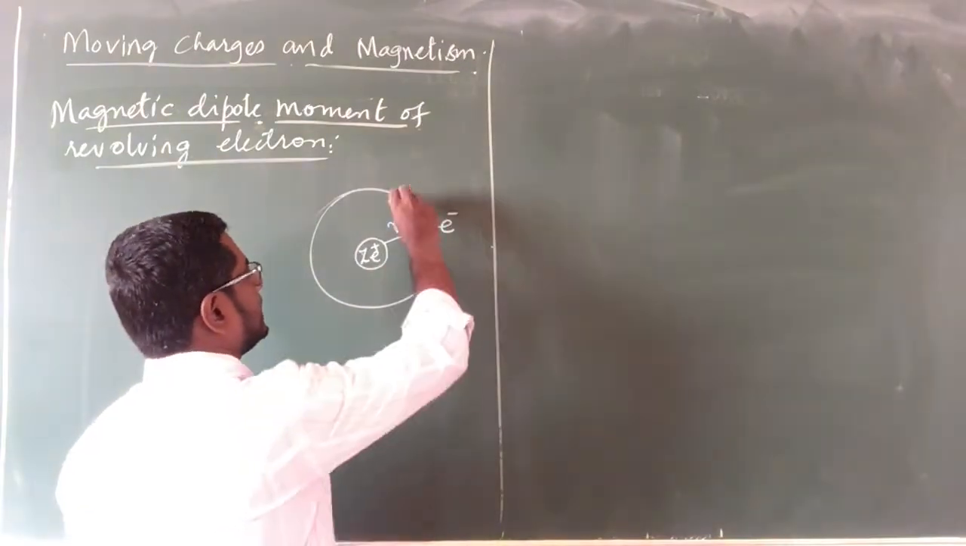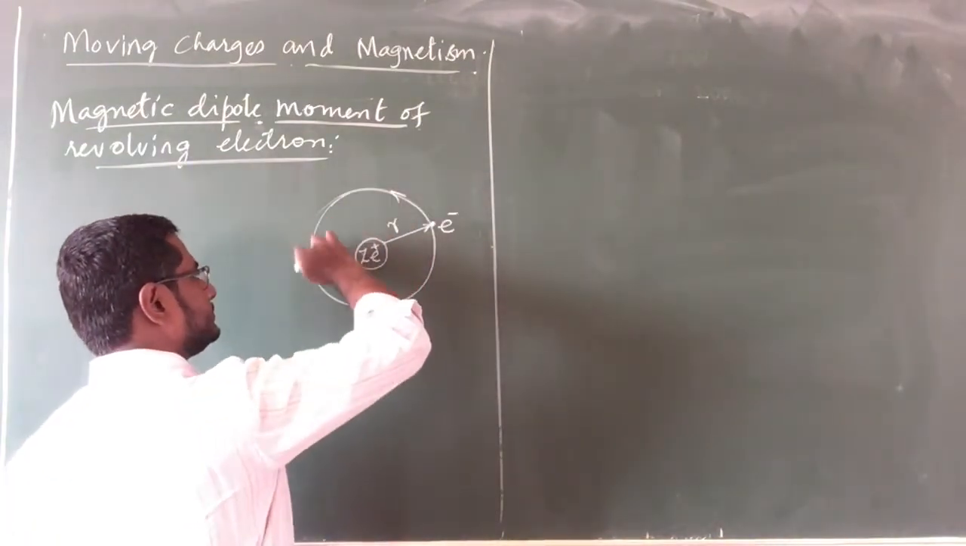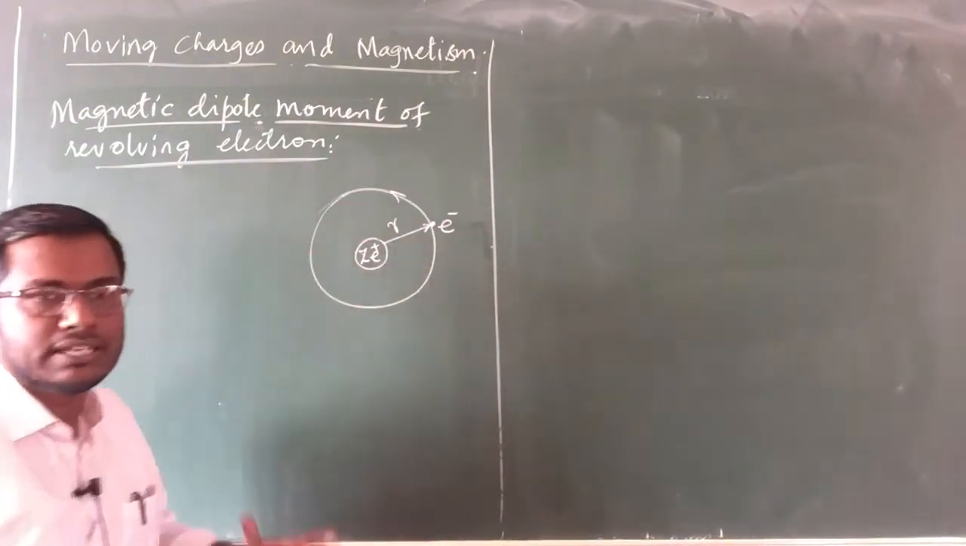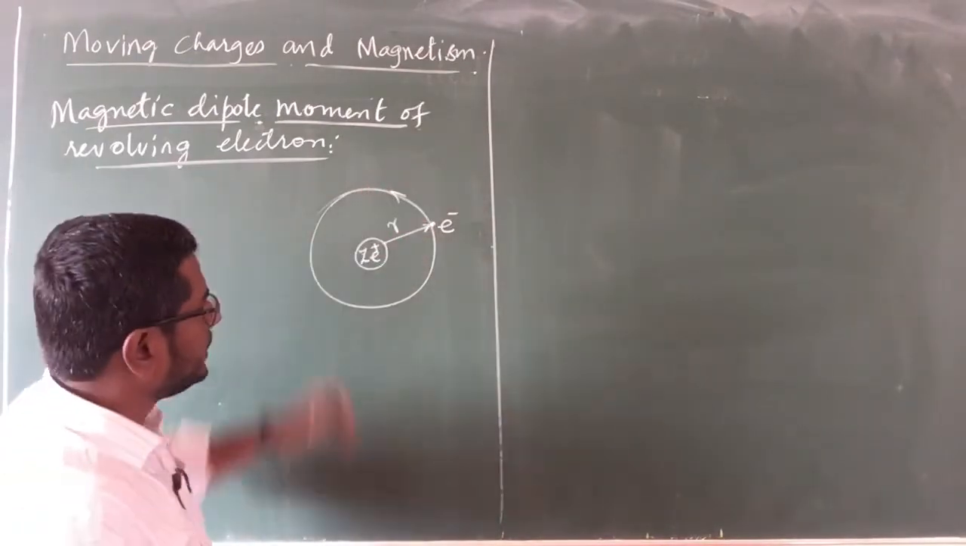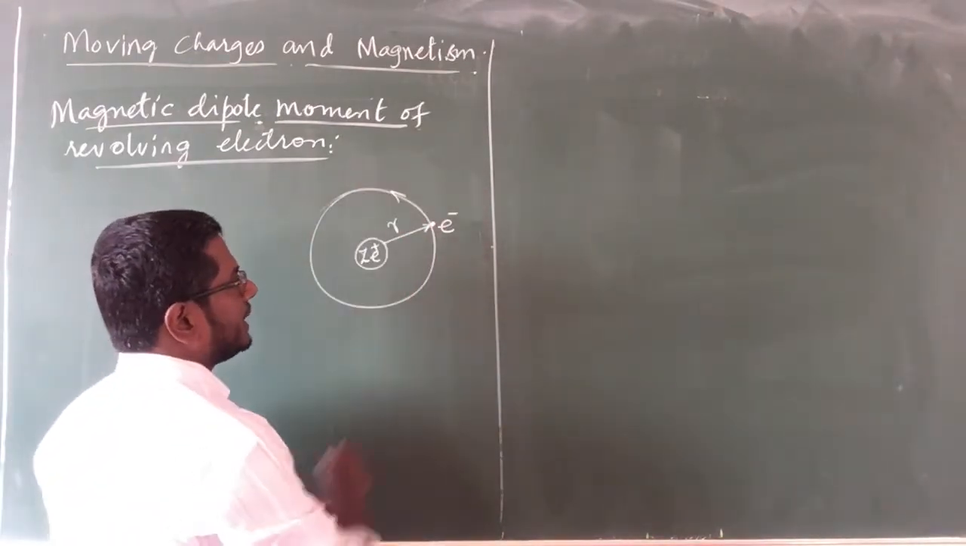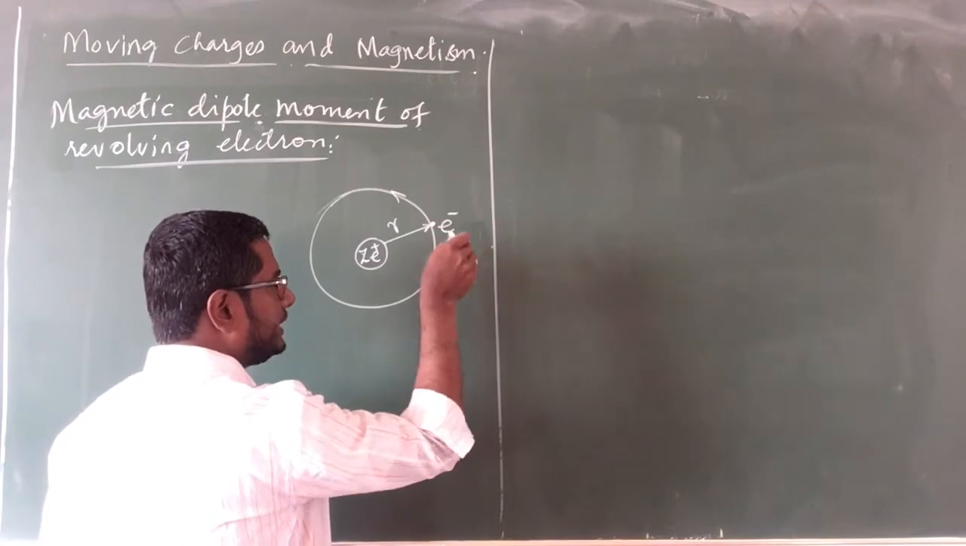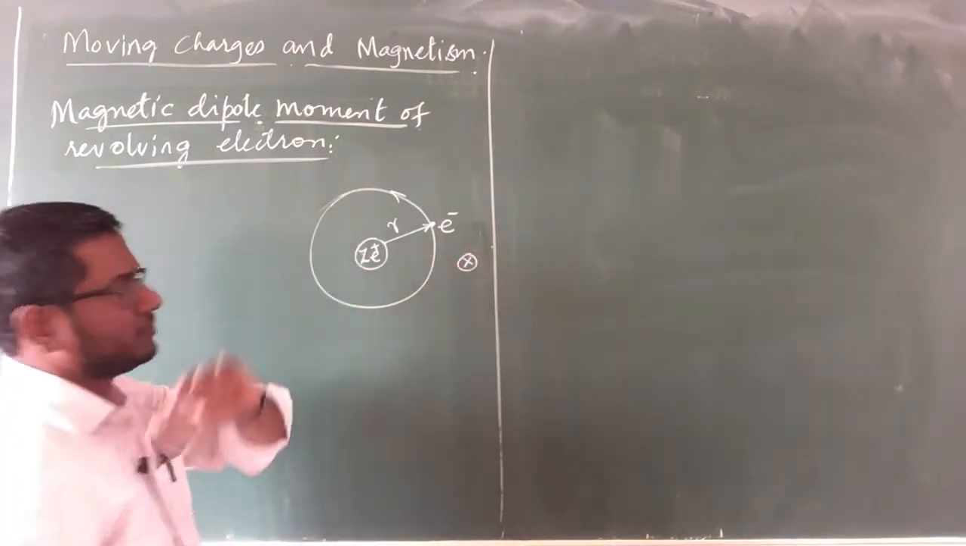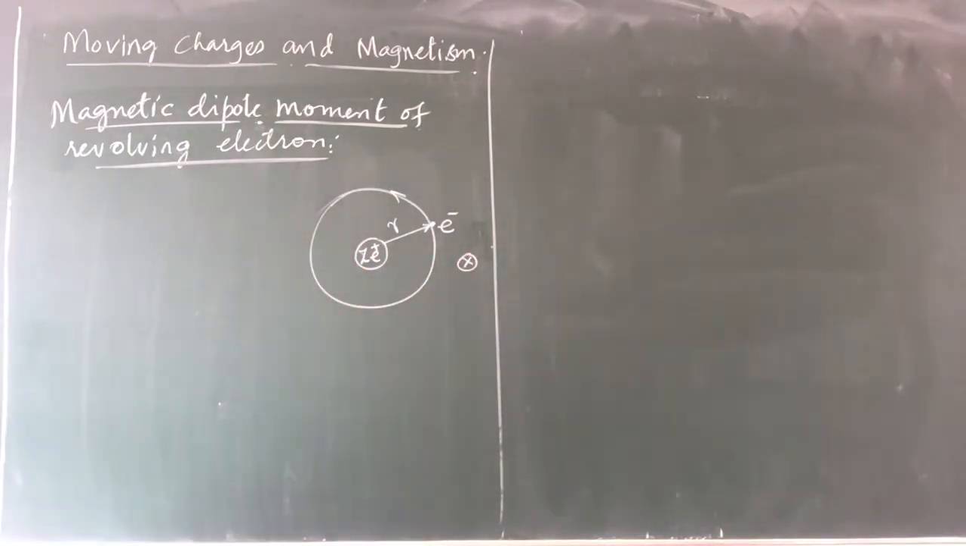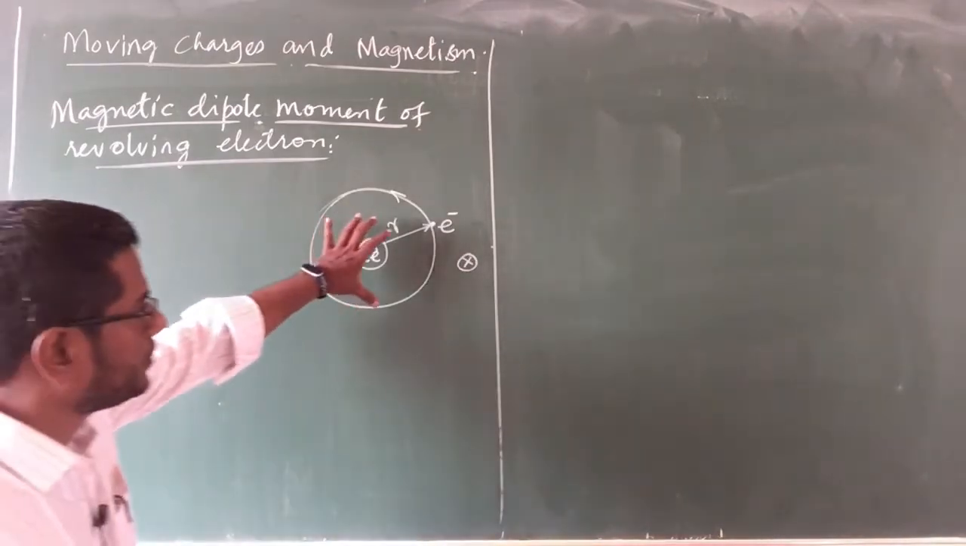When the electron is revolving like this, it is going to produce a magnetic field. If I say this is the charge, the magnetic field is going to be something like this. It is going into the plane of the board, and it is going to come out from the center of the nucleus. So that's how the magnetic field is going to be produced.